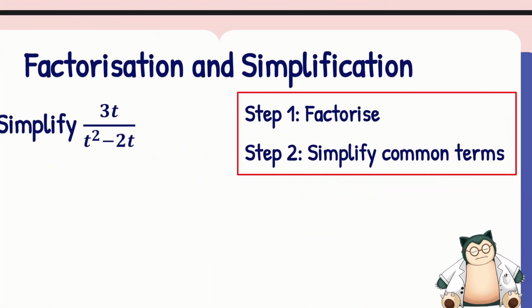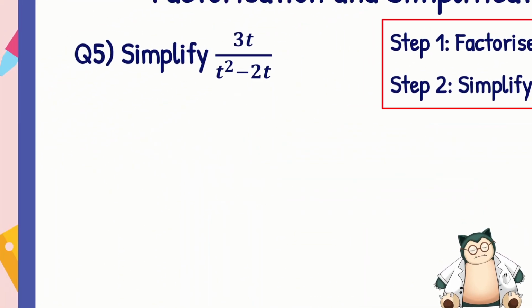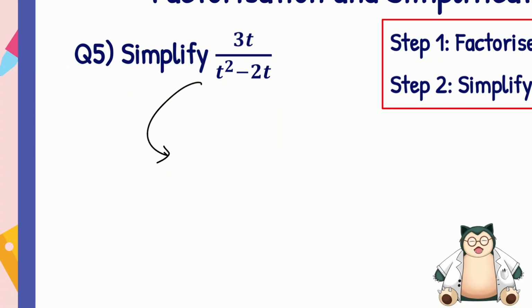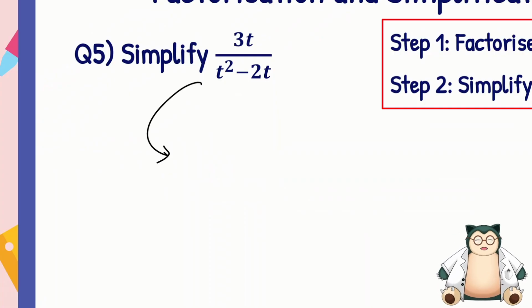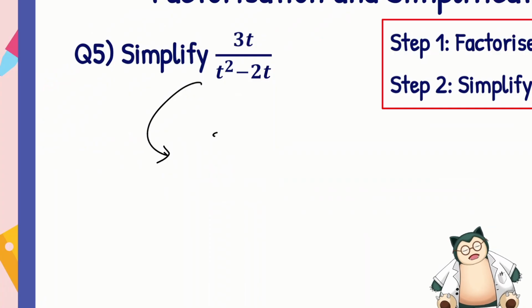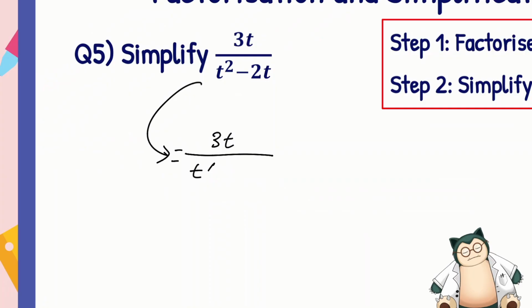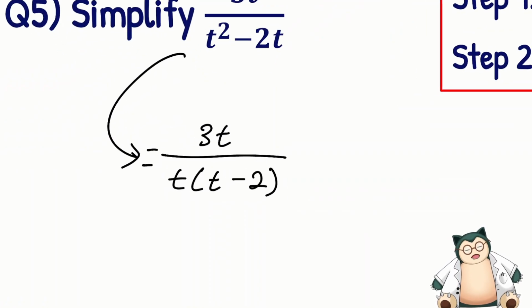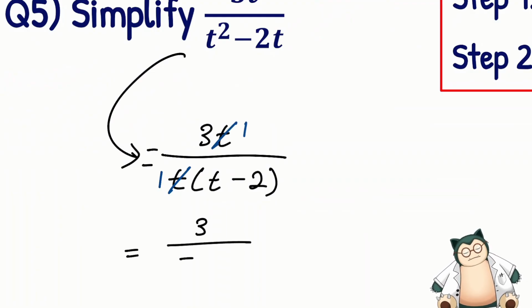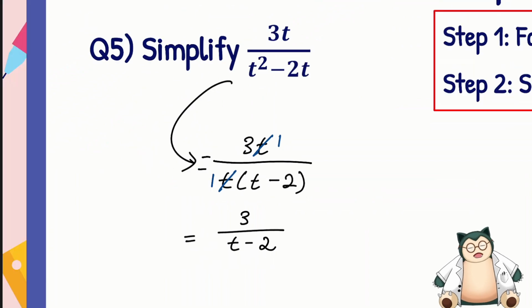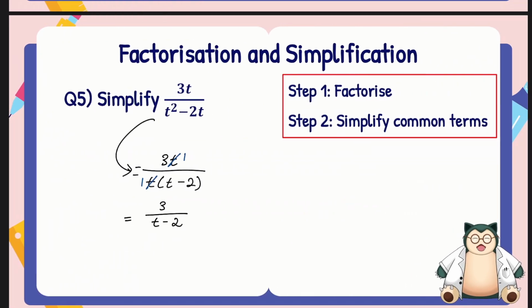Now let's look at another question. Same thing. The numerator is left with 1 term and cannot be factorized any further, so let's factorize the denominator. What we get is 3t in the numerator over t bracket t minus 2. Now we have our common term t. Let's simplify them, and we are left with 3 over t minus 2. Same thing: factorize first, then simplify the common terms.